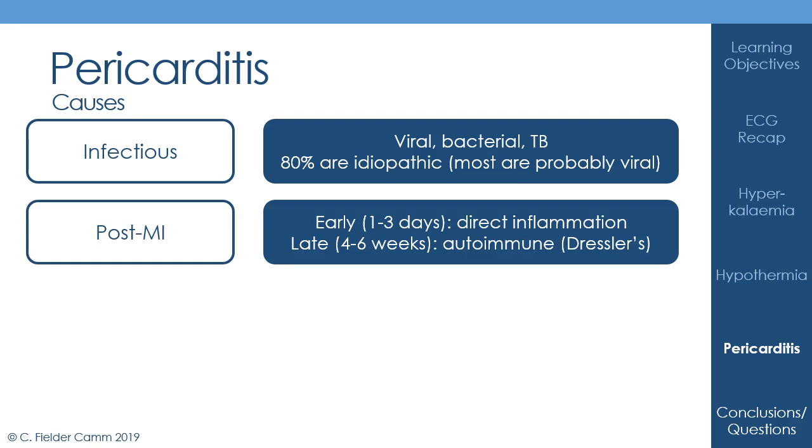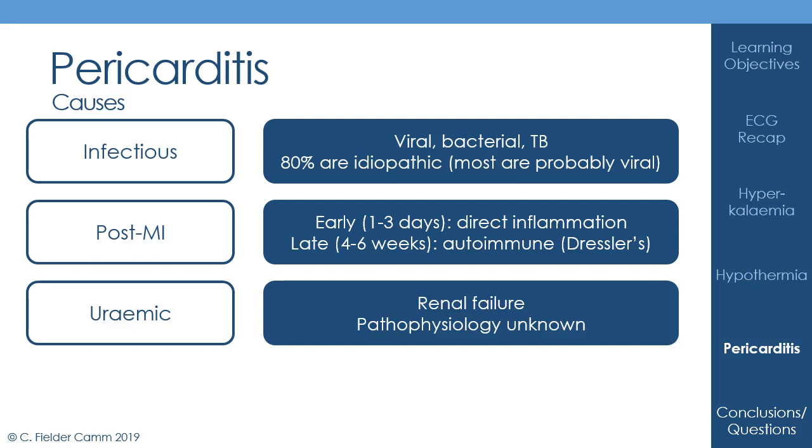Some are caused post-myocardial infarction. You can either get early pericarditis in the first couple of days, and that's due to direct inflammation of the pericardium from the myocardium that is dead or dying underneath it. So that can cause a direct inflammatory response in the pericardium, or you can get this autoimmune pericarditis that occurs about 4 to 6 weeks later, which is called Dressler's syndrome.